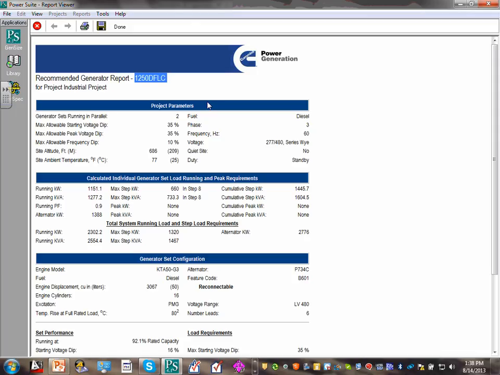And like I said, they size it based on two things, running load, and based on the type of the load, they assign a starting load. The running load is not an issue. The starting load is assigned based on what type. If it's a motor, typically six times the kW or the horsepower of that motor, and so forth.